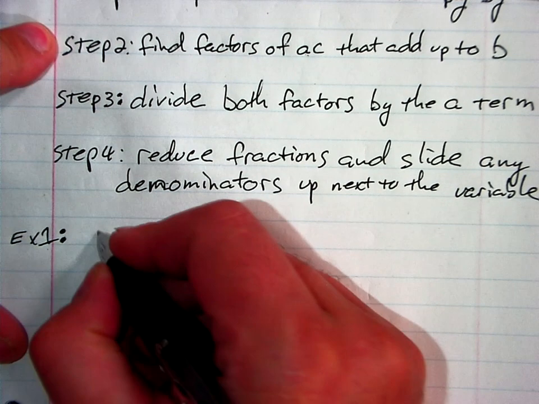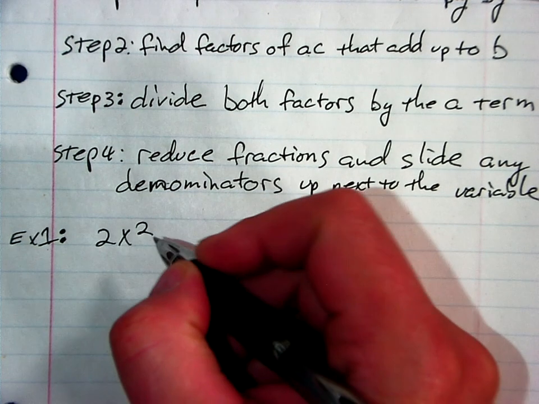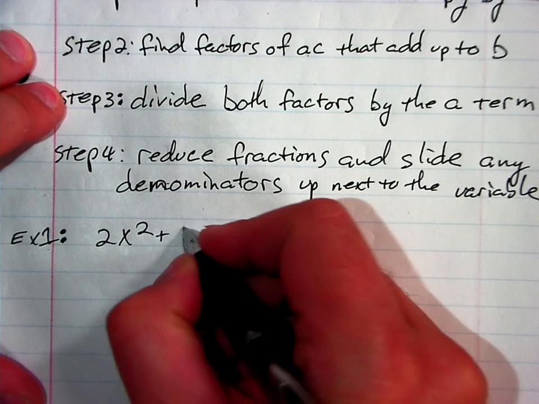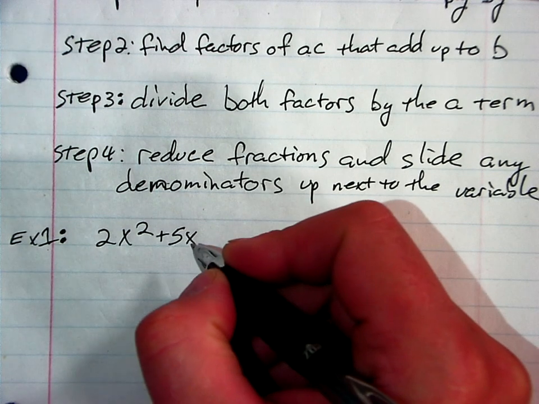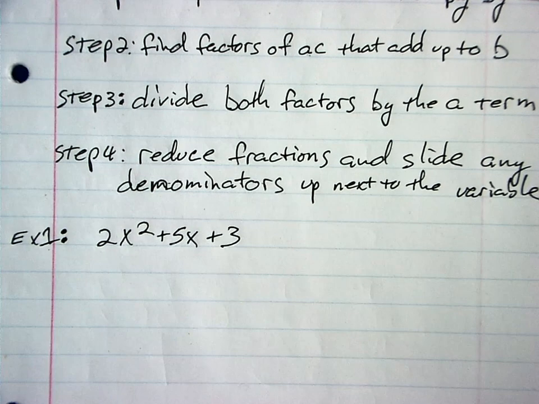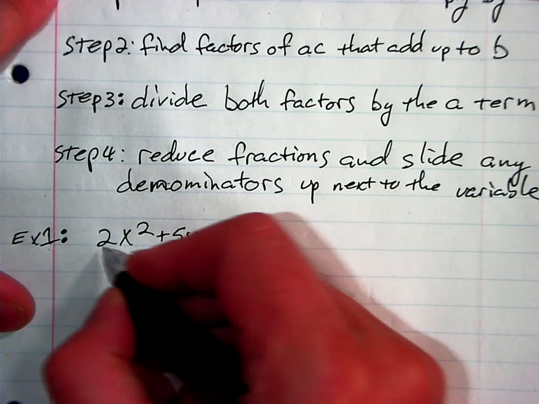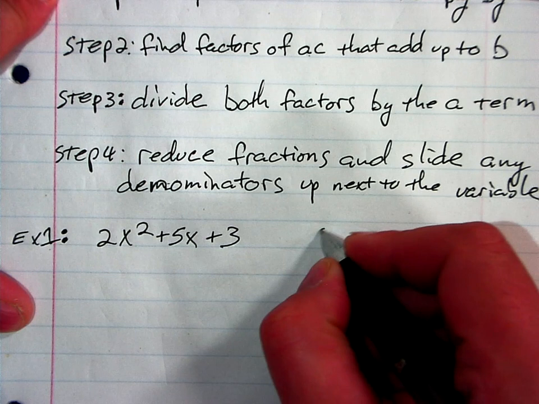2x squared plus 5x plus 3. Step 1. Slip A to the end and multiply by C. 2 times 3 is 6.